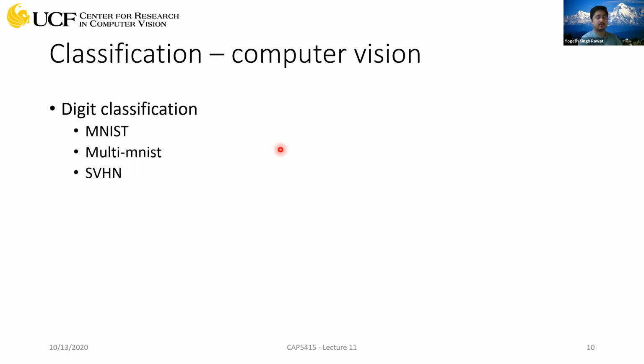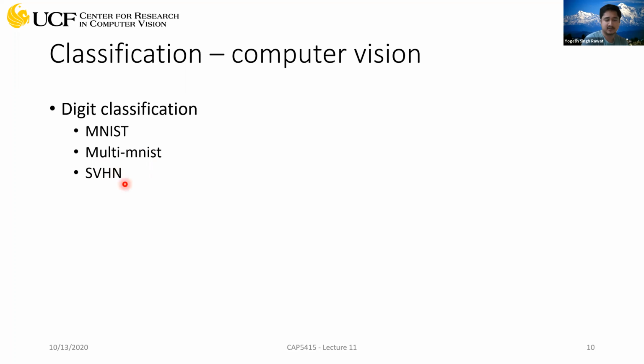Now, classification you can use for a lot of different problems. For example, as we were just discussing, we could have digit classification. You want to figure out which particular digit is present in this image. We have multiple data sets for this problem, and these are standard data sets. For example, we have MNIST, which has I think around 60,000 images. Again, we have multi-MNIST, in which we might have multiple digits present in the same image. So that's basically used for multi-label classification.